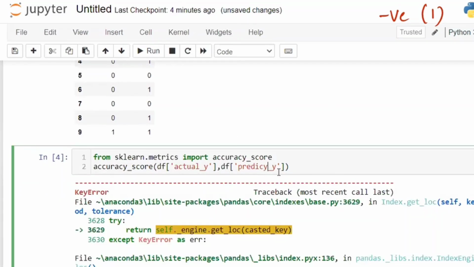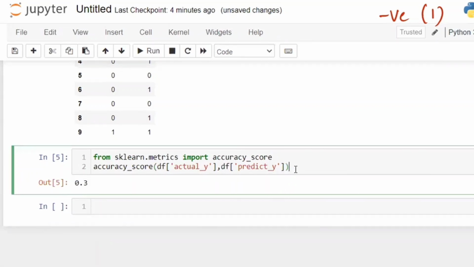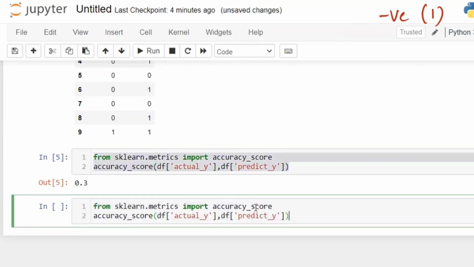Yeah, I'm changing the predict. Is that clear? Accuracy, you have got the same answer. Misclassification is 1 minus this one. So for misclassification, there is no separate function. You just have to do 1 minus that. Right? Next one is called the confusion matrix.